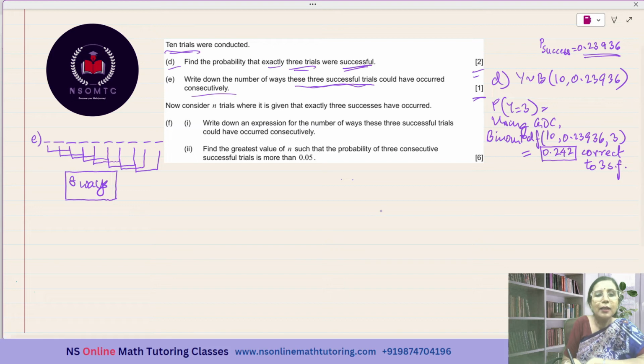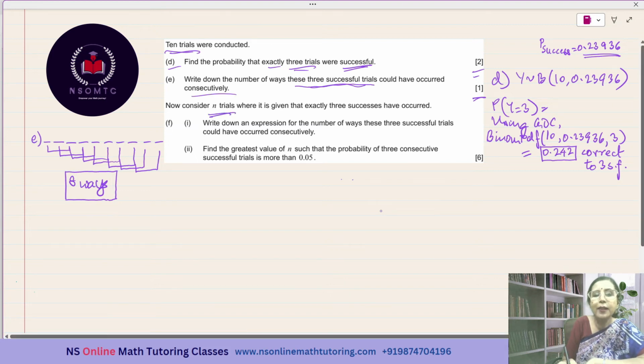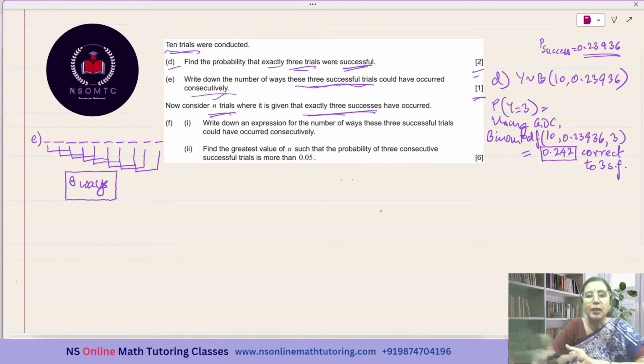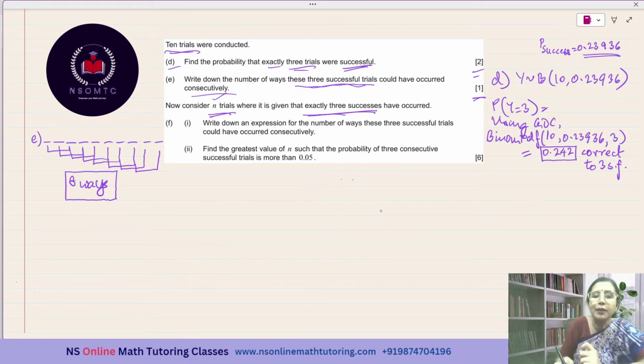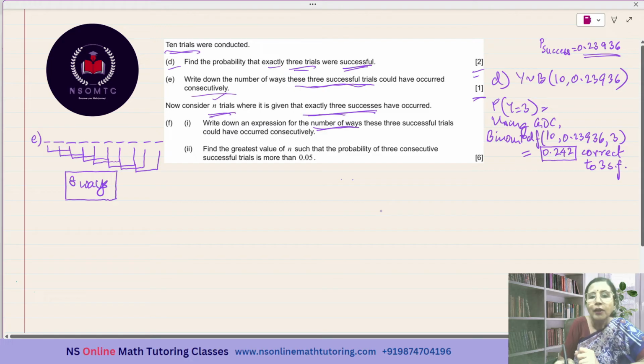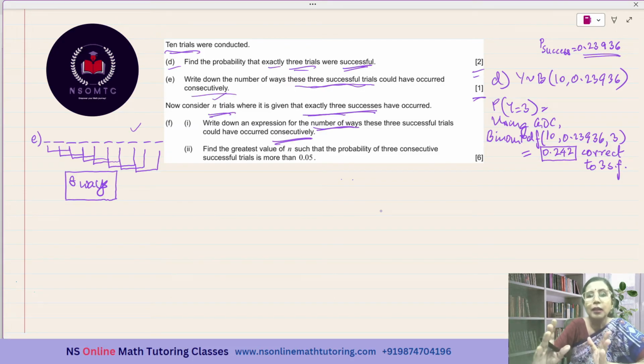Fine. Now consider trials where it is given that exactly 3 successes have occurred. We are not given the value of n, but we are told that exactly 3 successes have occurred. And it is also containing 2 further subparts. Write down an expression: the first subpart of subpart F is saying write down an expression for the number of ways these 3 successful trials could have occurred consecutively. We have seen when the total number of trials is 10, the number of ways of getting 3 consecutive successful trials is 8.